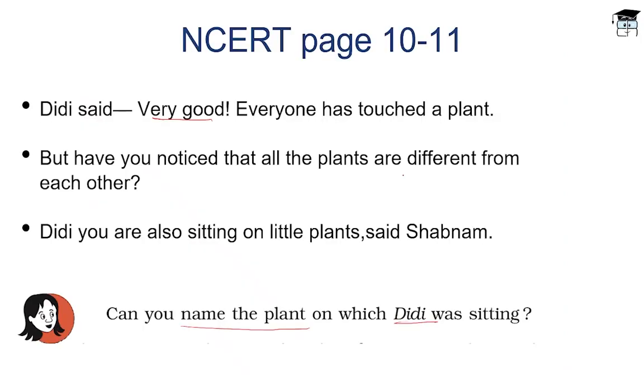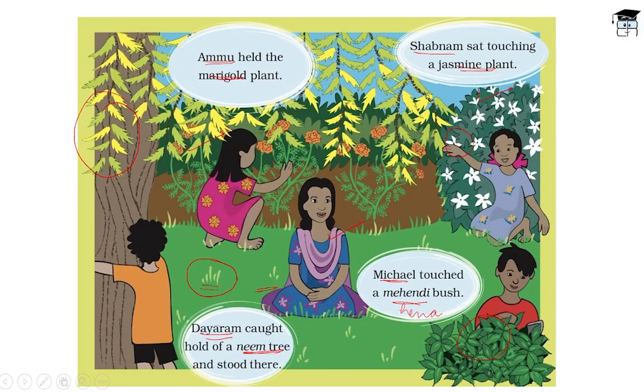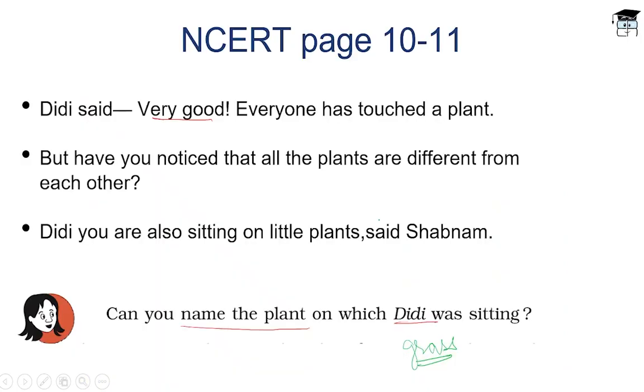Now, students, Didi is sitting on little plants known as grass. Okay. These little plants are known as grass. So, students, Didi is sitting on little plants known as grass. Okay, grass is also a little plant. Okay, so what is this? This is grass on which Didi is sitting.